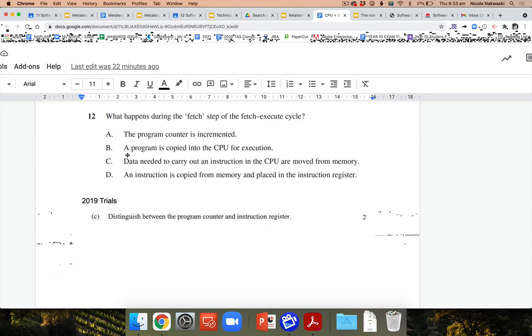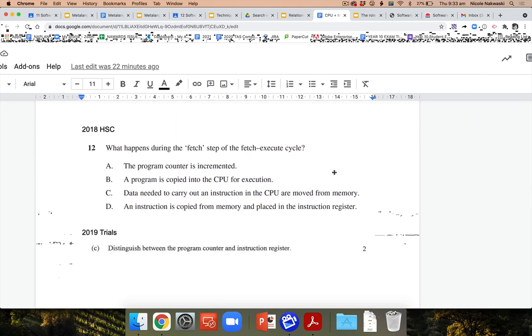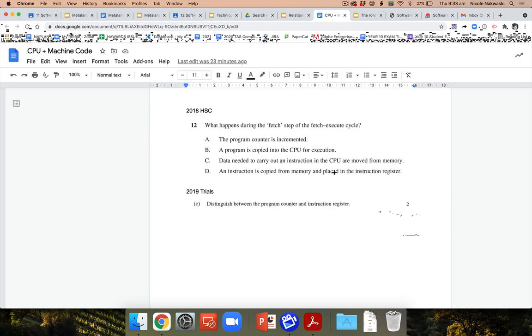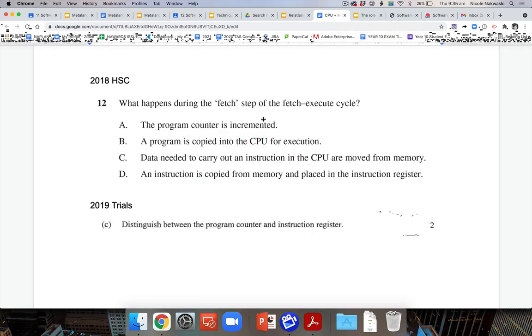Okay, let's have a look. The program counter is incremented. A program is copied into the CPU for execution. Data needed to carry out an instruction in the CPU are moved from memory. An instruction is copied from memory and placed into the instruction register. Now, there is a lot of things in there that could be correct. This question is really annoying because it's all about little words.